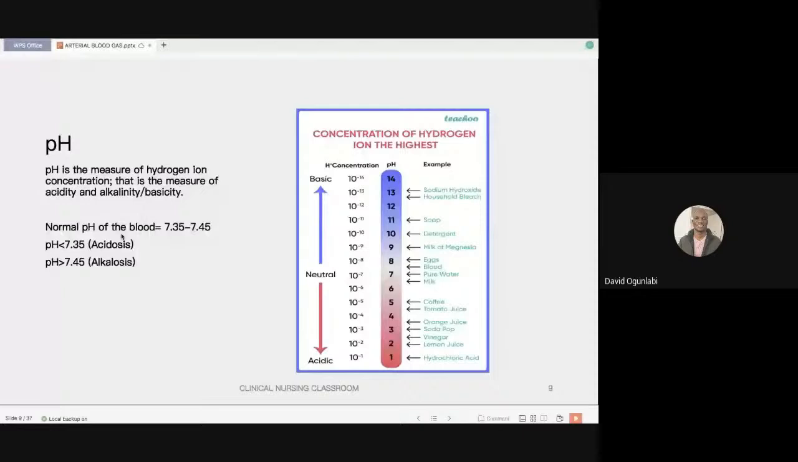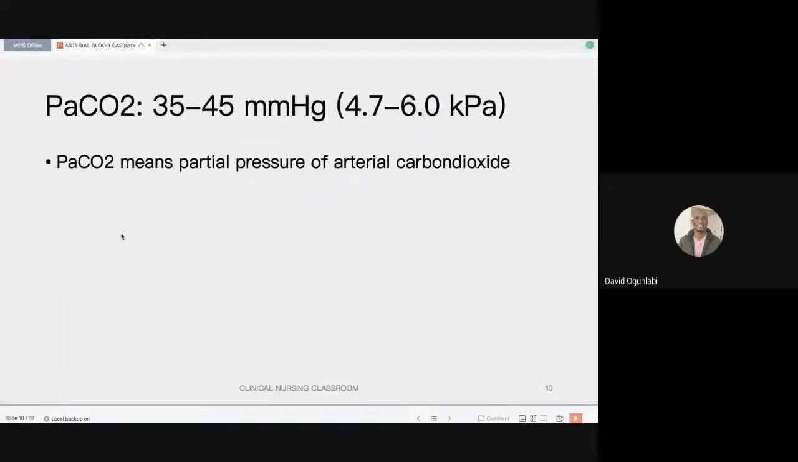Let's go on. The next one is PaCO2. PaCO2 means partial pressure of arterial carbon dioxide. And that's what I explained under respiratory regulation of acid-base balance. When you see PaCO2, sometimes it can also be called PCO2. They may remove that A. It's the same thing.